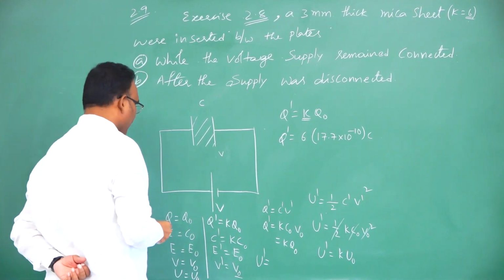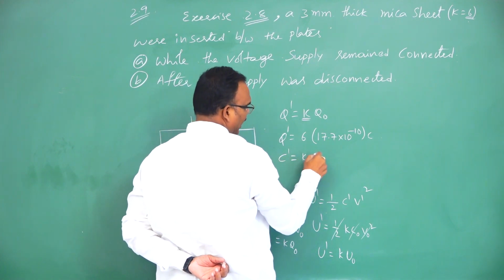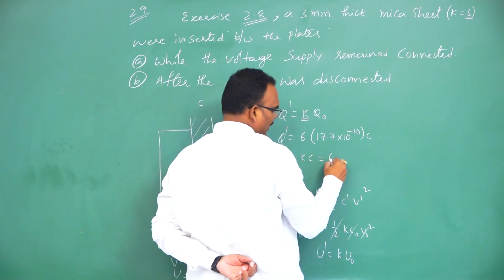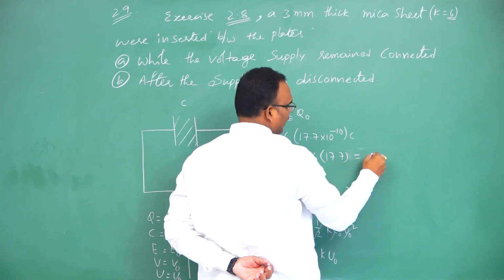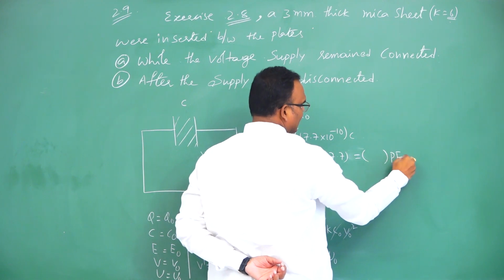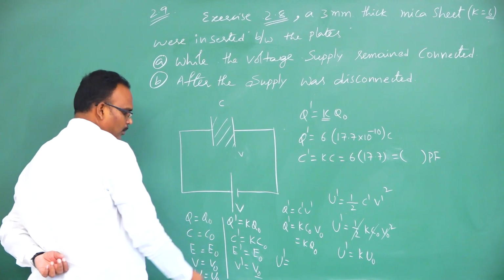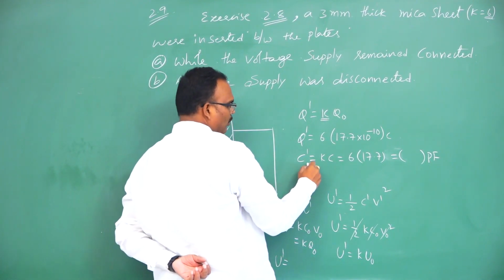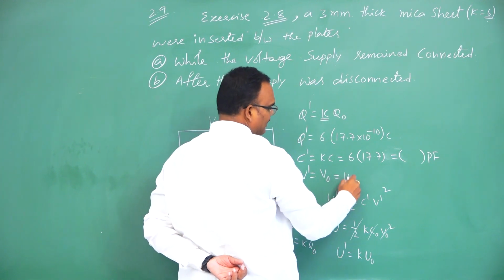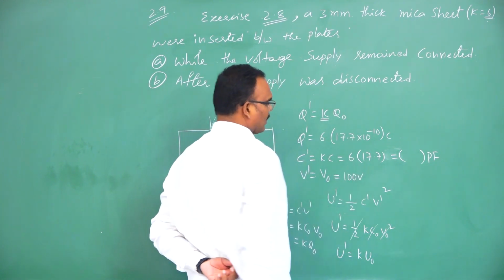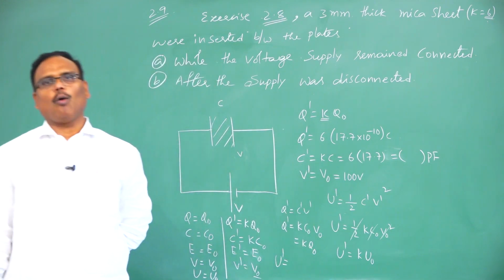Similarly, final capacitance C dash is equal to KC naught. So that is 6 times the 17.7 picofarad. If you simplify, you will get that answer. Just simplify it yourself. Similarly, potential remains the same, no? So V dash is equal to only V naught. That means that is 100 volt only. Similarly, you can calculate energy and electric field also if you know.